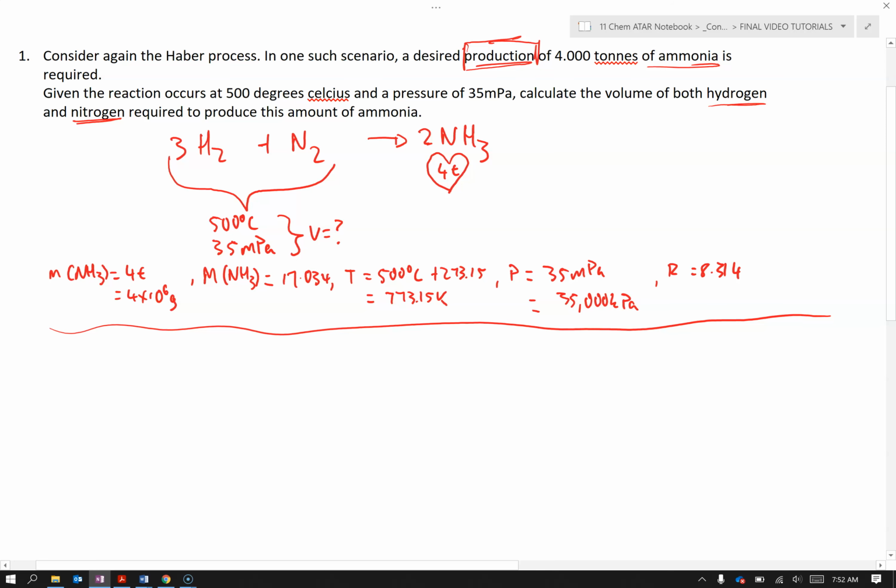So let's think to ourselves, what is the substance that we know most about? Well, I'm going to make the argument that we know most about ammonia. The reason for that is we have both a mass and a molar mass, which means I can use n equals m over M to calculate my number of moles. In this circumstance, that will be 4 times 10 to the 6 divided by 17.034. And if I chuck that in a calculator, I get the very large number, 230.